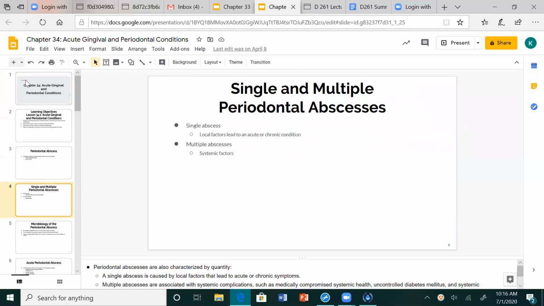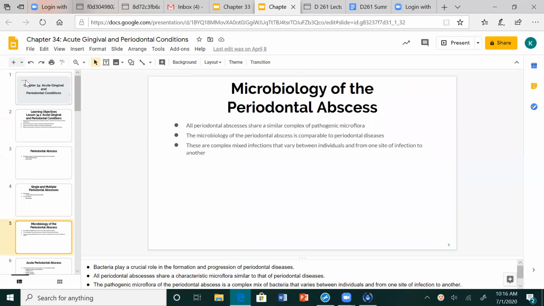So you can have single abscess or multiple abscesses. Usually the multiple abscesses are going to be a systemic factor that's going on. Their immune system can't fight. All periodontal abscesses have a similar pathogenic microflora. The microbiology is comparable to periodontal diseases. So we're having a lot of those gram-negative anaerobes, spirochetes.